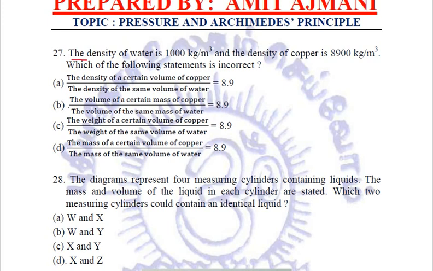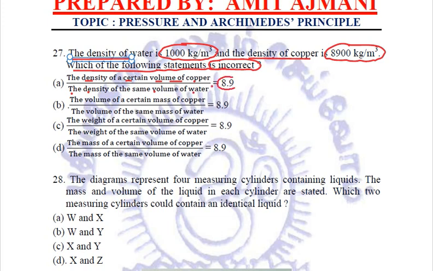The density of water is 1000 kilogram per meter cube, and the density of copper is 8900 kilogram per meter cube. Which of the following statements is incorrect? Let us see the options given to us. The density of certain volume of copper divided by the density of same volume of water is 8.9. This is relative density. This is a correct statement.